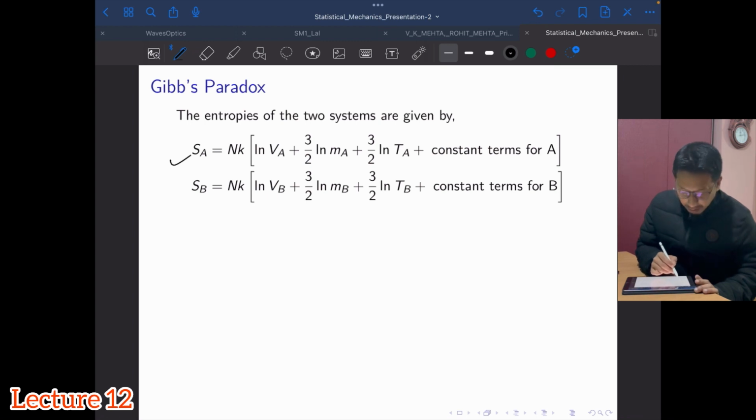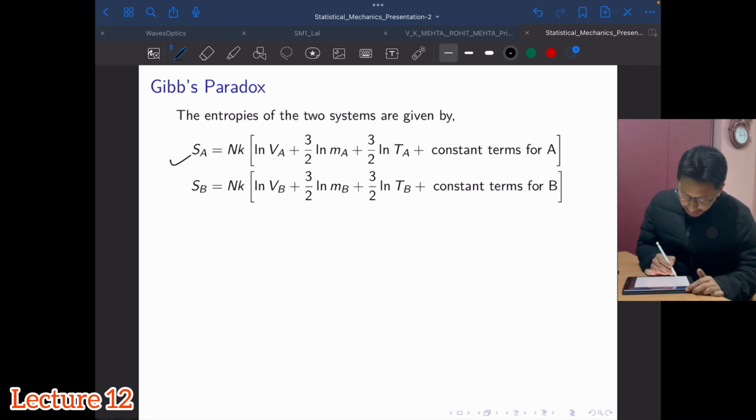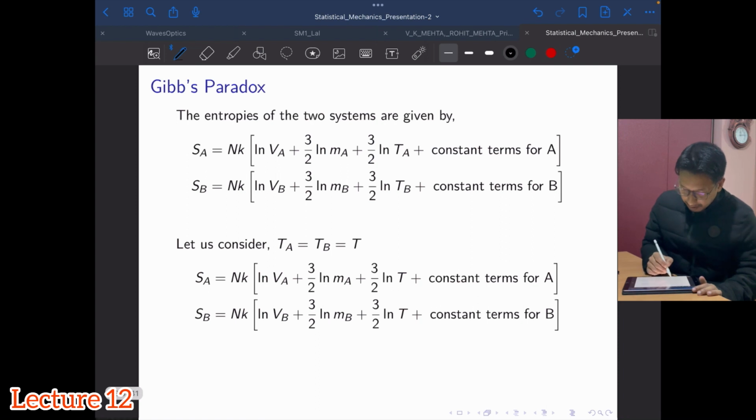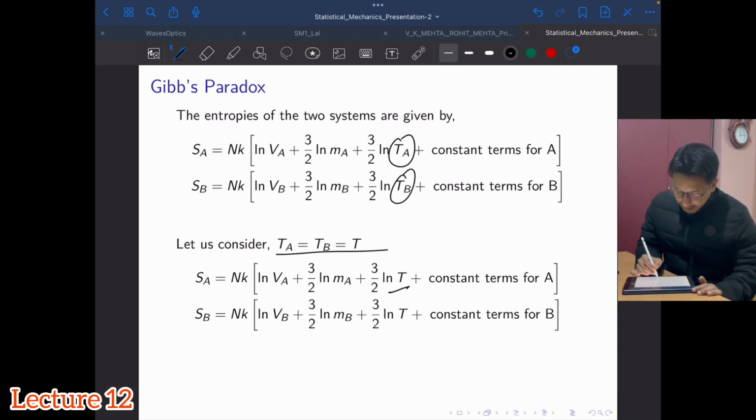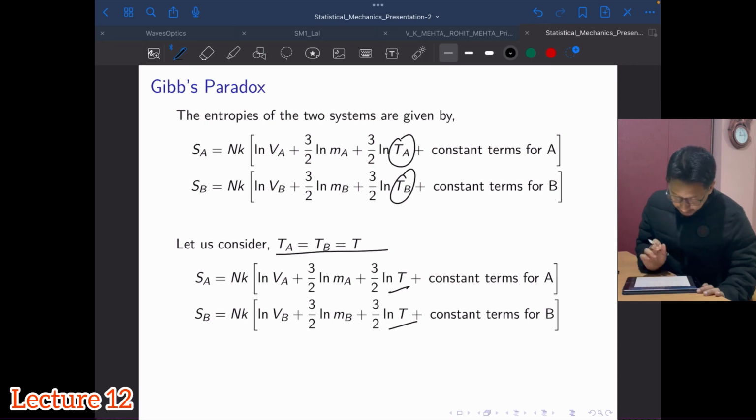So SA is the entropy of the system A, which is Nk ln Va plus 3 by 2 ln Ma, where Ma is the mass of the particles in the system A, and Ta is the temperature of the system A. Similarly for the system B. As I said, we will take the systems to be at the same temperature, in thermal equilibrium. Then Ta equals Tb, which I can simply write as T. So I have replaced Ta and Tb with the temperature T. Remaining things are the same.